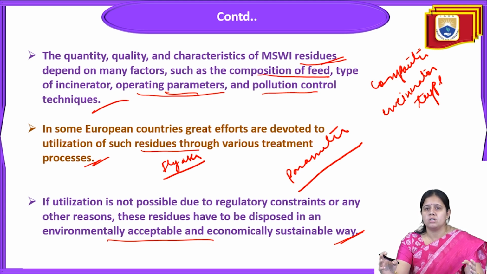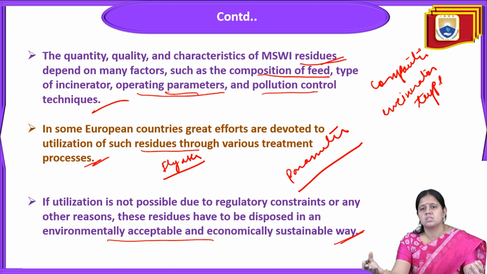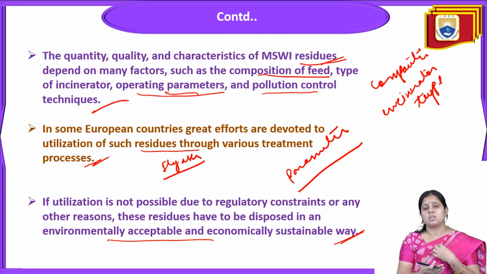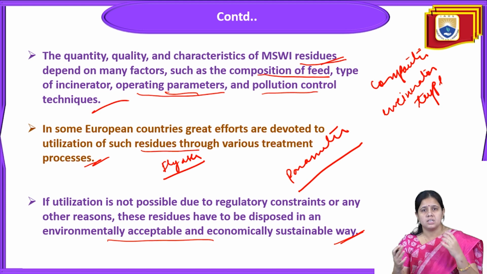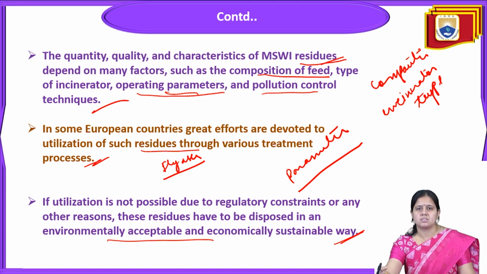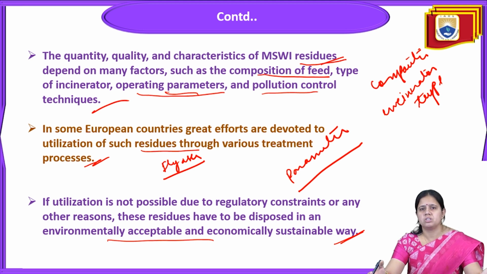If utilization is not possible due to a regulatory constraint or any other reason, the residue has to be disposed of in an environmentally acceptable and economically sustainable manner. The management of fly ash is now very tough, so then we can adopt some plant-based methods to clean this fly ash. Then we go for the process of phytoremediation.